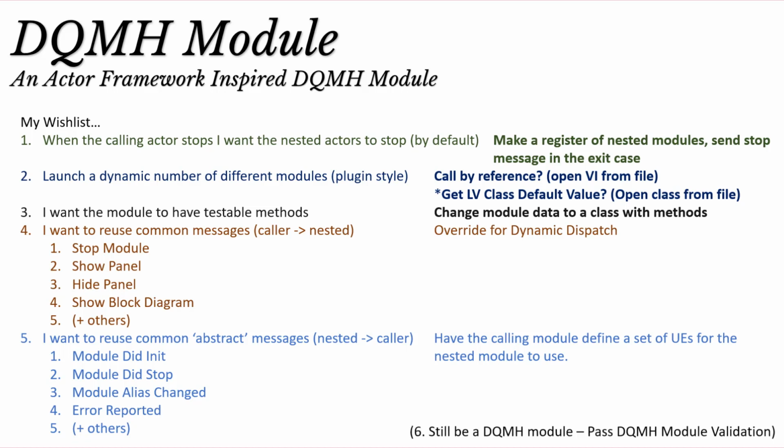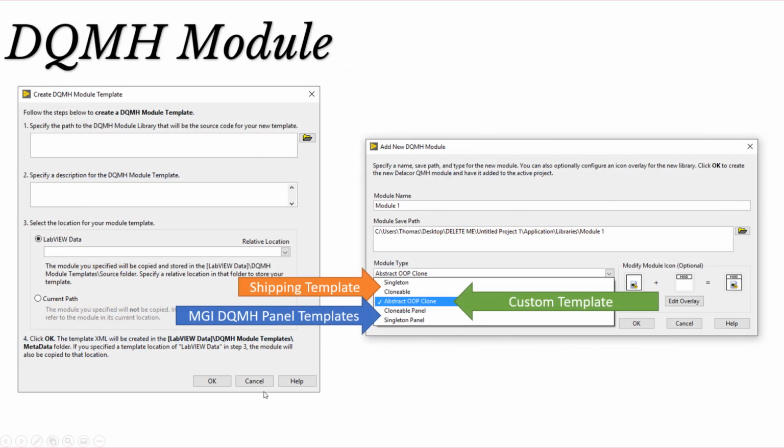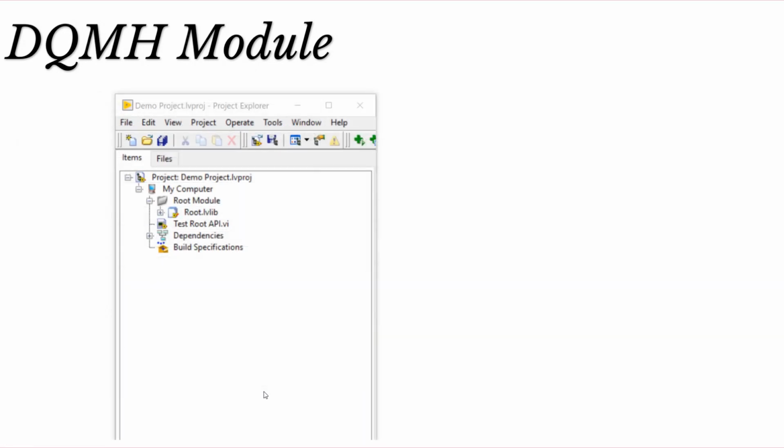Then to still be a DQMH module, the first criteria is that it passes the DQMH module verification, and it should be able to obviously update its tester still, and I should still be able to use the core functionality that comes with DQMH. I don't want to lose any of that. Okay, so I created this custom template. And now let's see some of the features of this custom template.